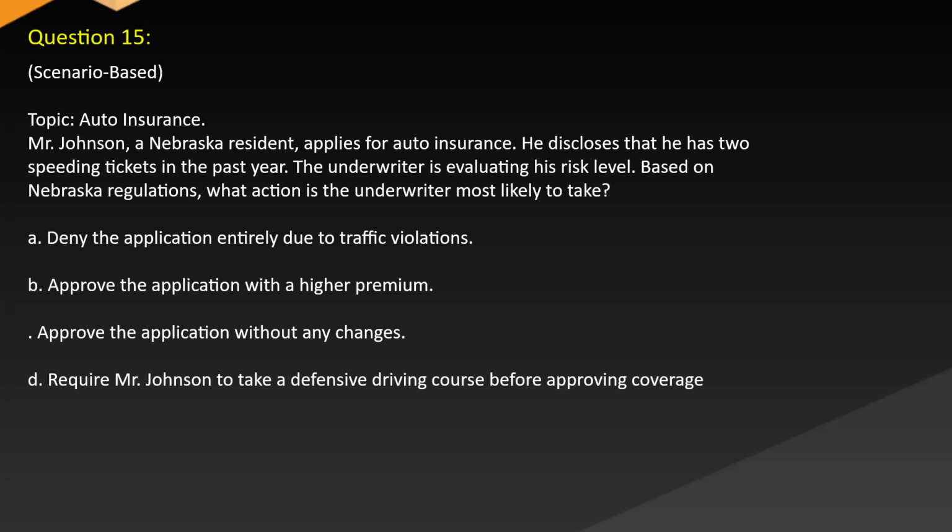Question 15, scenario-based. Topic: Auto insurance. Mr. Johnson, a Nebraska resident, applies for auto insurance. He discloses that he has 2 speeding tickets in the past year. The underwriter is evaluating his risk level. Based on Nebraska regulations, what action is the underwriter most likely to take?